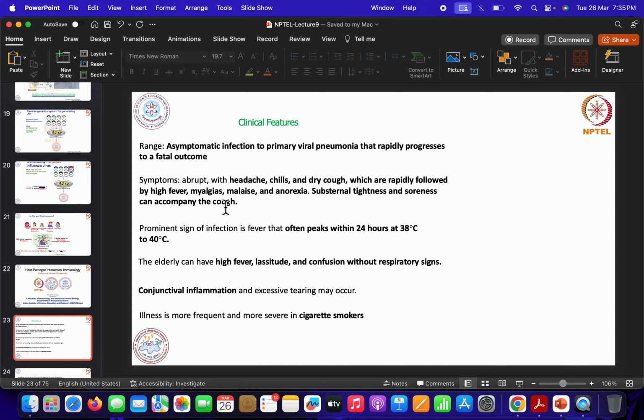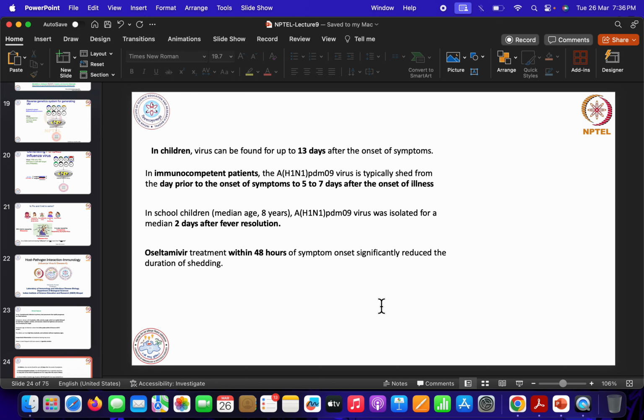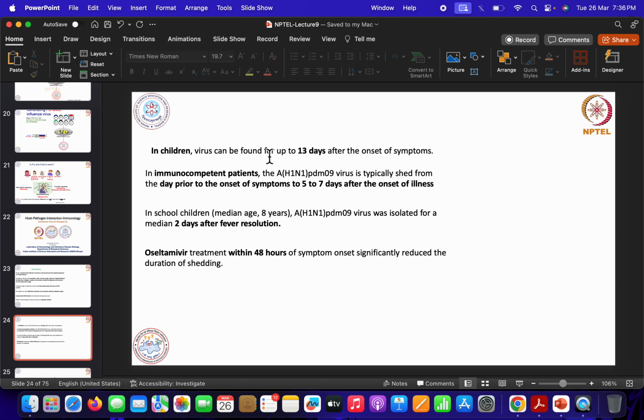Substernal tightness and soreness can accompany the cough. A prominent sign of infection is fever that often peaks within 24 hours at 38 to 40 degrees Celsius. The elderly can have high fever, lassitude and confusion. Conjunctival inflammation and excessive tearing may occur. Illness is more frequent and more severe in cigarette smokers. In children, viruses can be found for up to 13 days after the onset of symptoms.